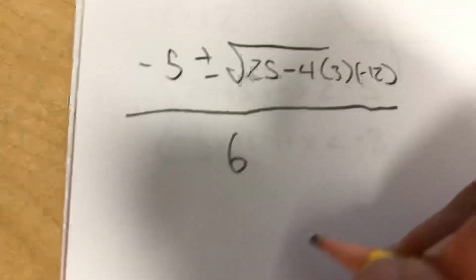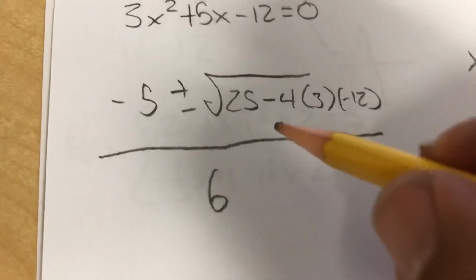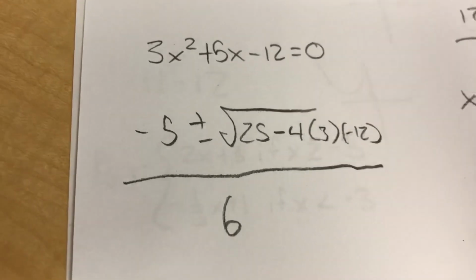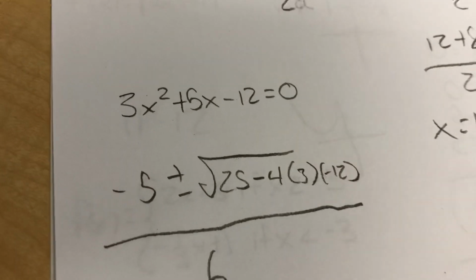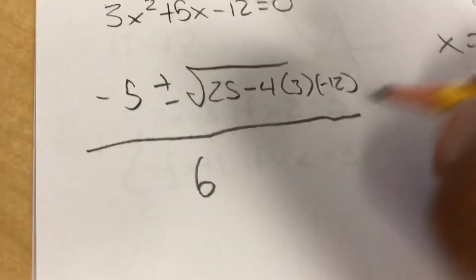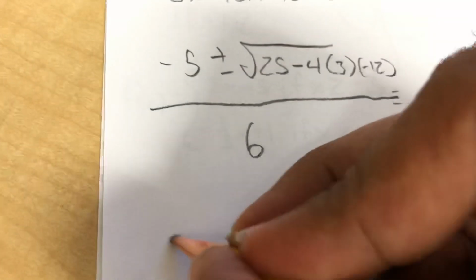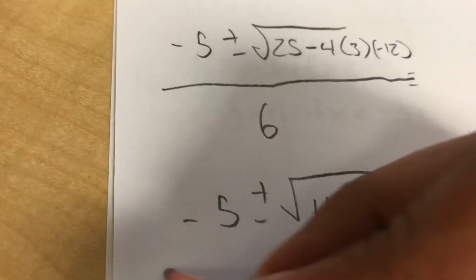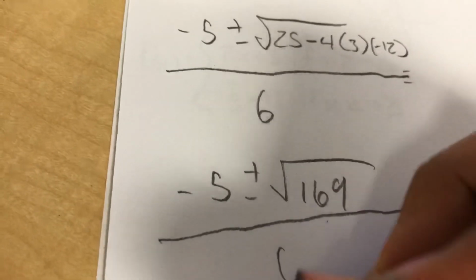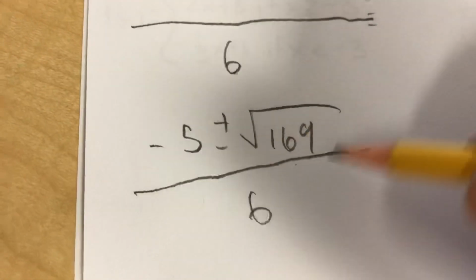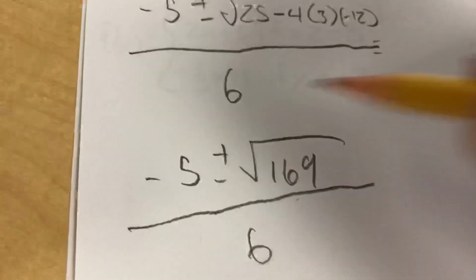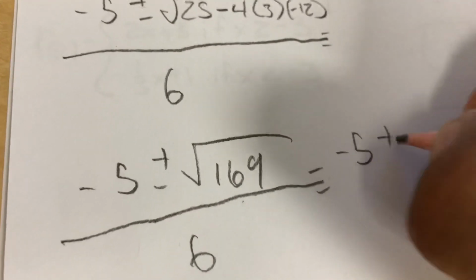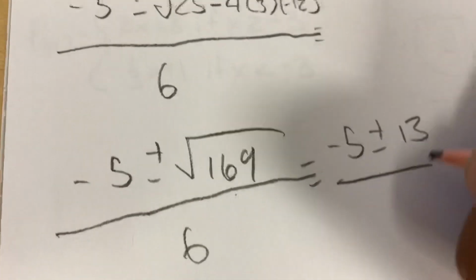All right, so this square root here is going to be 25 plus 144. So 25 plus 144 is 169, which is square rooted. So now we have the answer, negative 5 plus or minus the square root of 169, divided by 6. Now, if there was no answer for this, this would be my answer. I am done, but there is an answer for this. Okay? Negative 5 plus or minus 13 divided by 6.